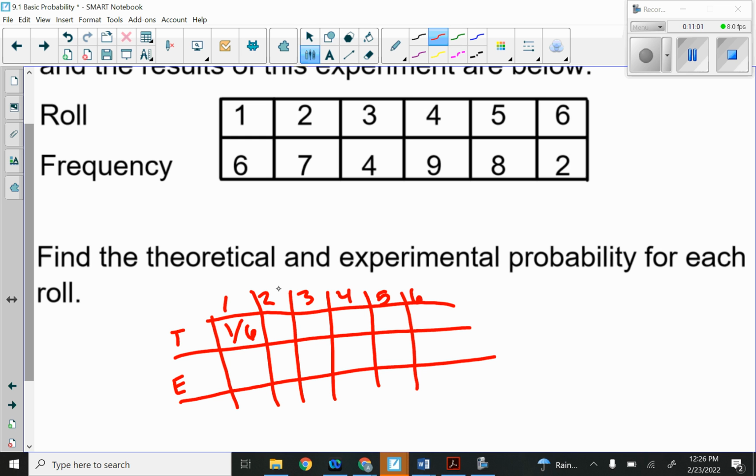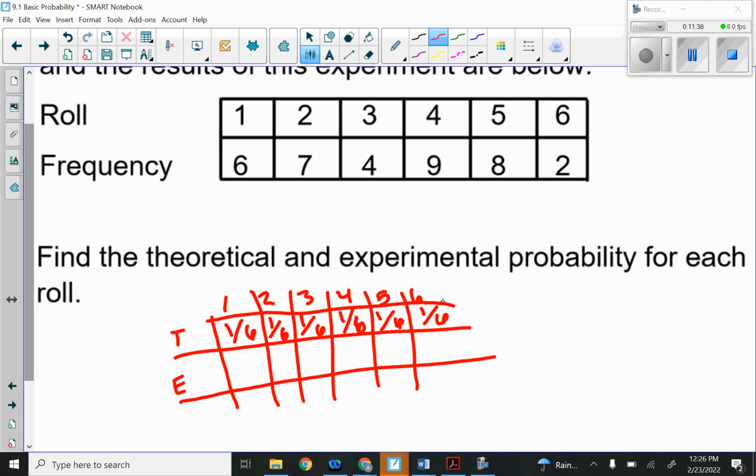On a 2, or on a die, only one side has a 2 out of the 6 sides. Only one side has a 3 out of 6. Only one side has a 4 out of 6. One side has a 5 out of 6, and one side has a 6 out of 6. So theoretically, all sides or all numbers can be rolled evenly. And the probability of rolling each number is even, a 1/6.